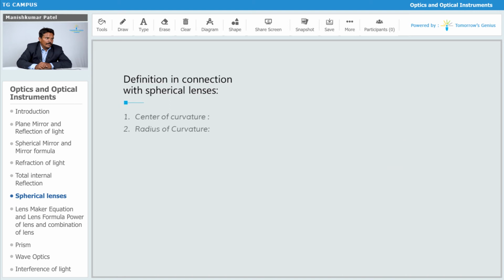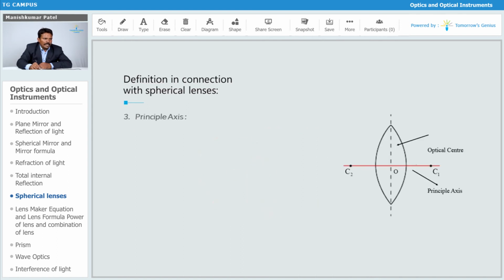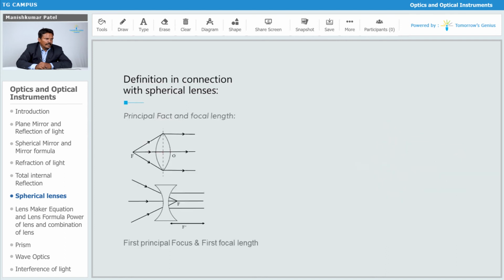If you remember, the center of curvature and the radius of curvature, and there is the optical center, which is defined exactly at the center. The lens is made up from two glass pieces which have been cut, and this is the radius of curvature. That is the center from which this lens has been formed. Then the principal axis: the center of curvature and the optical center are joined, which gives you the principal axis over here.